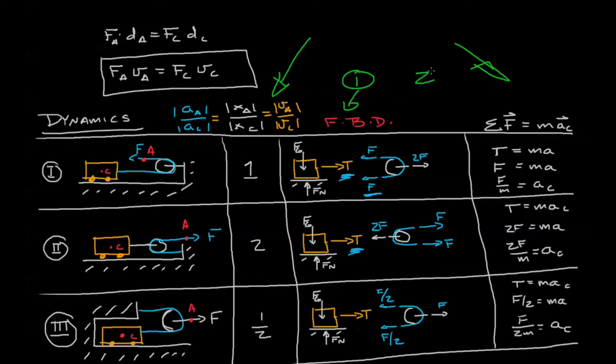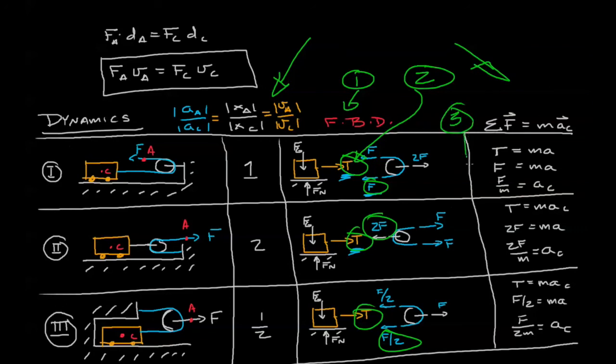Then what we did is we set the forces equal to each other. In this case, it was tension and force. Over here, it was T and 2F. Here, it was T and F over 2. And then we use our equations of motion to identify the acceleration of whatever we're looking for.